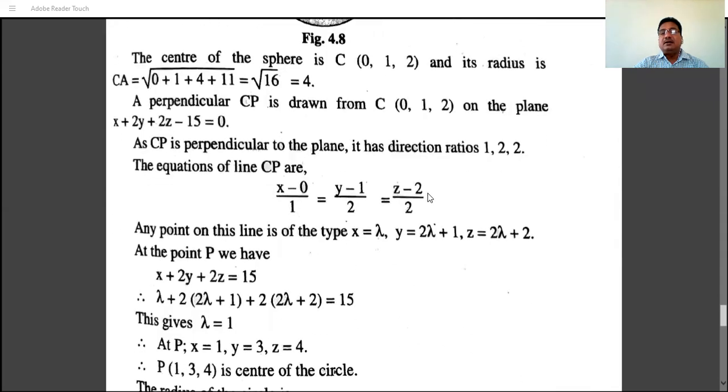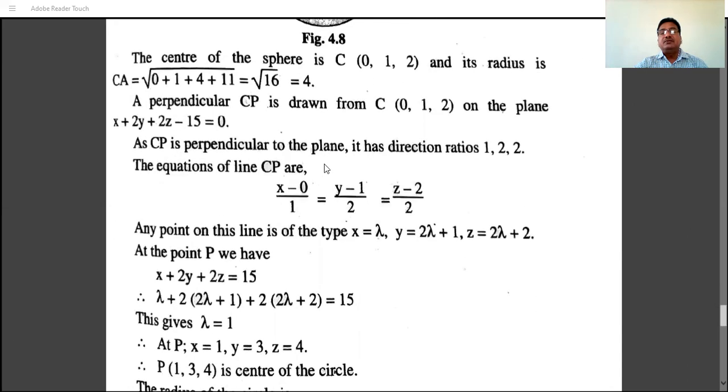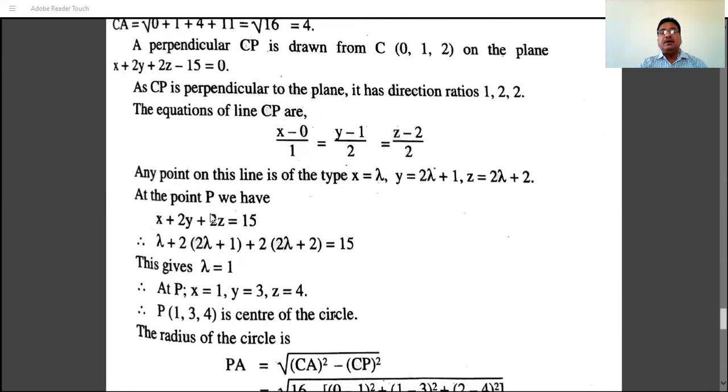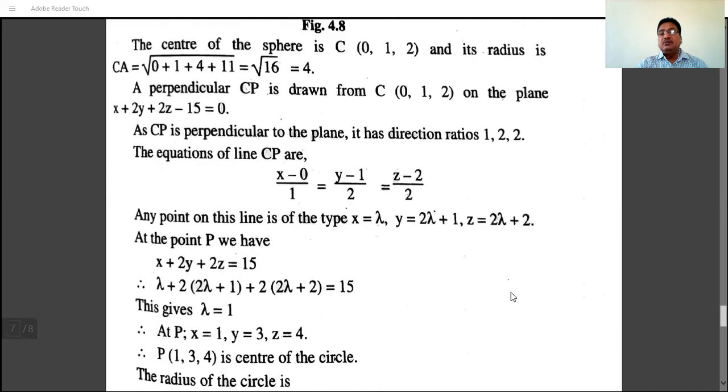So this is the equation of the line CP. And then it is equal to, suppose, lambda or r. Then we have x = lambda, comparing (x − 0)/1 = lambda. Then (y − 1)/2 = lambda gives y = 2 lambda + 1. And (z − 2)/2 = lambda gives z = 2 lambda + 2. So we have to find the point of contact of this line CP and the plane. That is, the point P also lies on the plane. So the general coordinates of any point on the line CP are of this form: lambda, 2 lambda + 1, 2 lambda + 2.